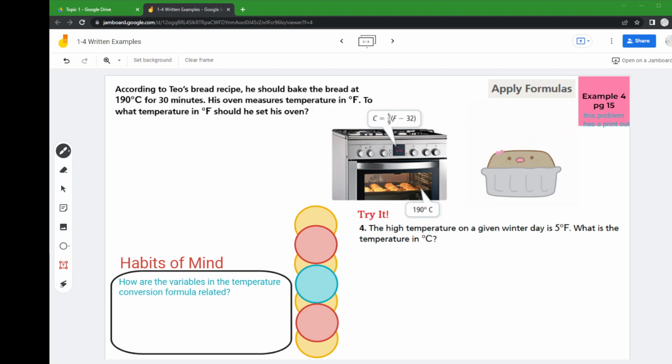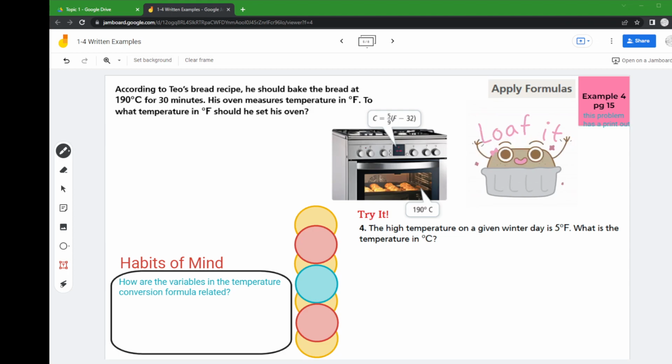In today's video, I'm covering example 4 from section 1-4 in the SavvasRealize Algebra 1 textbook. The goal of today's video is to apply formulas. Alright, so we're just doing a little extra example with different formulas that we see in the real world and using it to solve a problem.